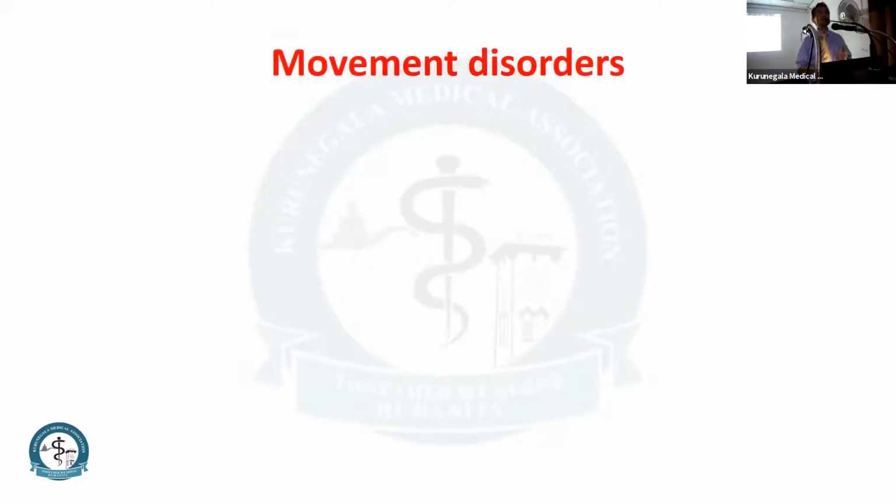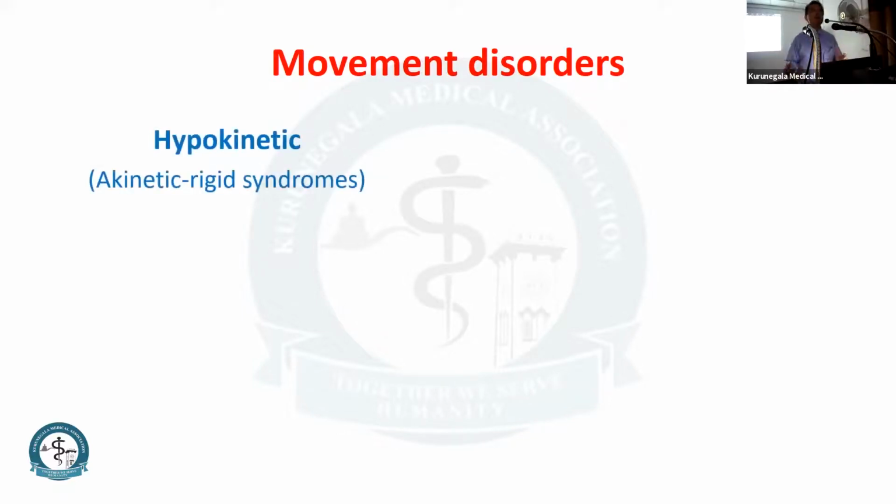Right. So Parkinson's disease is a movement disorder. And how do we classify movement disorders? We classify into 2 broad categories. Very easy. Reduced movements or increased movements. So reduced movements are called hypokinetic syndromes. Kinesia means movement. Hypo means less. So it is also called akinetic-rigid syndromes, hypokinetic disorders.